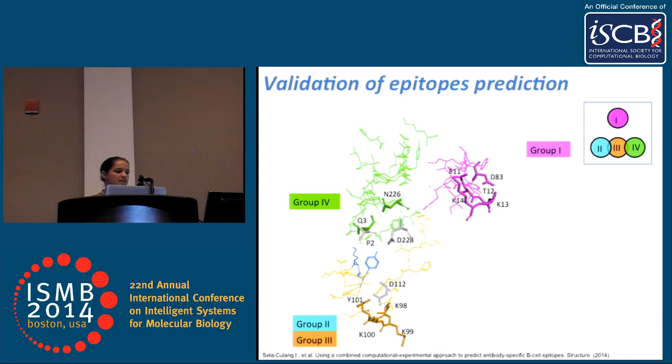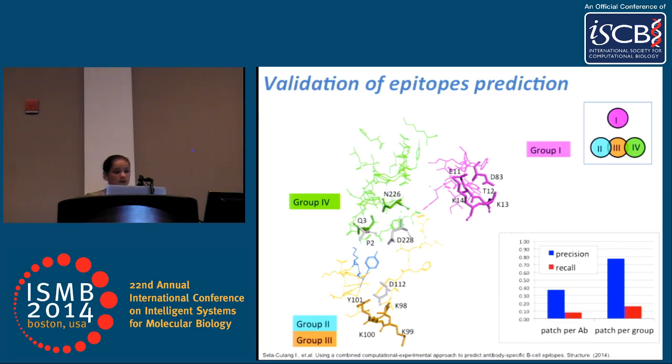So we use this experimental mapping to evaluate our prediction. Residues that were experimentally shown to be in the epitope are colored, and predicted residues are shown in bold. You can see that all 5 predicted residues for group 1 epitope were indeed in the epitope. 4 of the 5 predicted residues for group 2 and 3 were indeed in the epitope, and 2 of the 4 predicted residues of group 4 were indeed in the epitope.